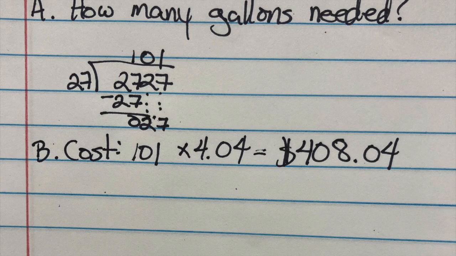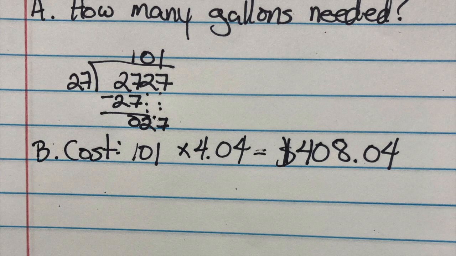Now that we know that it's going to take 101 gallons in order to go that distance, we need to know how much it costs. So we know that it's $4.04 per gallon, and it's 101 gallons, so we need to do multiplication. You can see 101 times 4.04 equals $408.04, and that is one of the answer options.